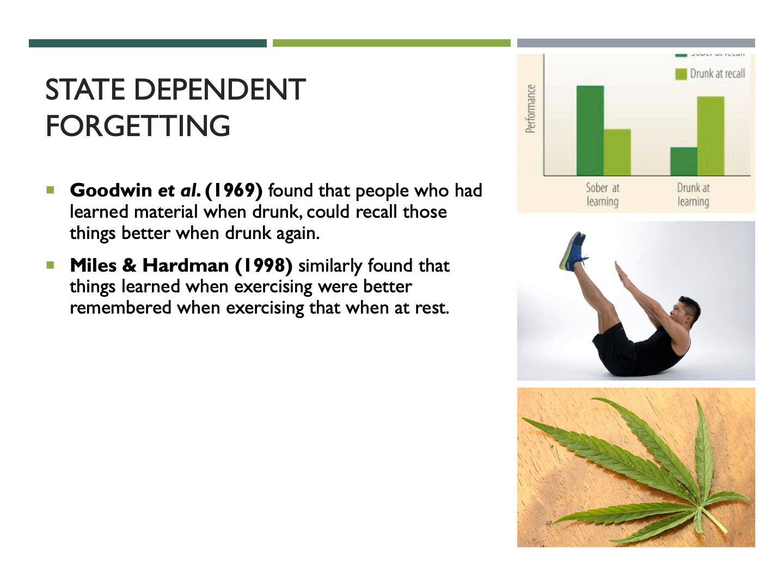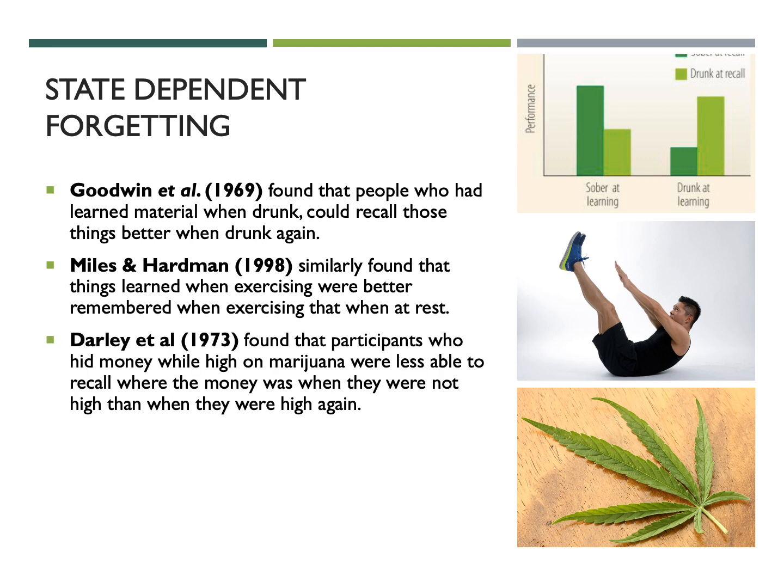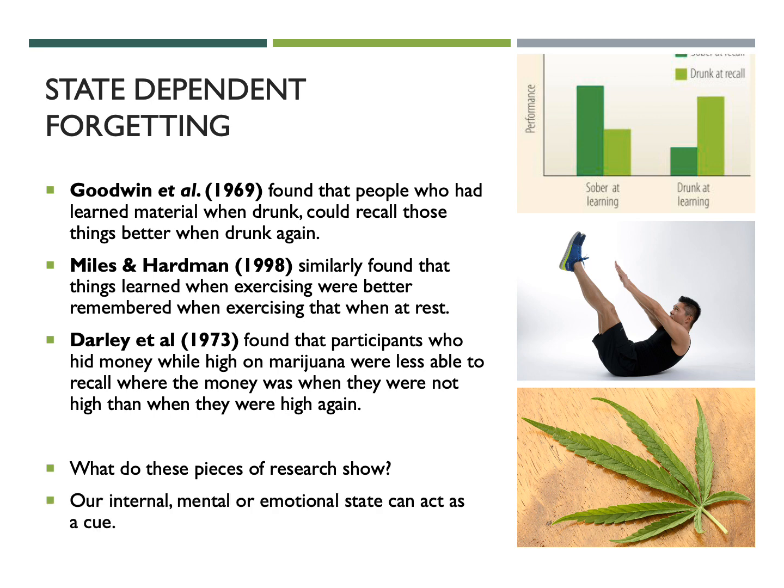Miles and Hardman similarly found that things learnt when exercising were better remembered when exercising than when at rest. And the last one was by Darley, and he found that participants who hid money when they were high were less able to recall where the money was when they were not high. So when they got high again, they remembered where they'd hid the money. So what do you think these three pieces of research show? It shows that our internal mental and emotional states can act as cues for our memory.